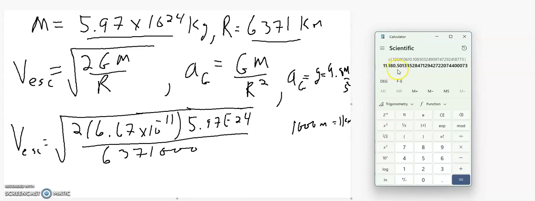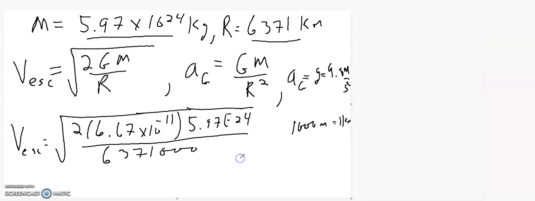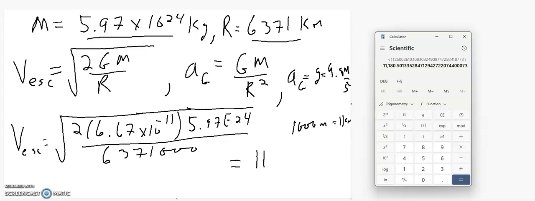It's in meters per second. Let me write this down. It's 11,000. You can round. We're going to round it to one place past the decimal here. We're actually interested in kilometers per second. So this turns out to be 11,000. I'm sorry, I didn't mean to make that go away.